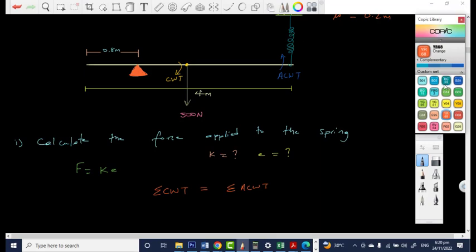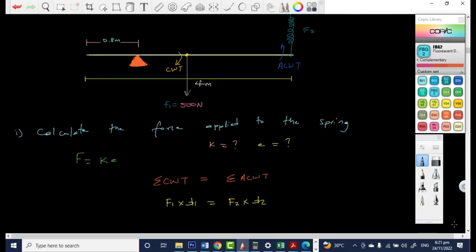So we can write that for our clockwise moment, let us say we consider this force to be F1, and the force right here to be F2. We can write that F1 times D1 is equal to F2 times D2. Good so far? Now we can start to substitute values for F1, D1, F2, and D2.